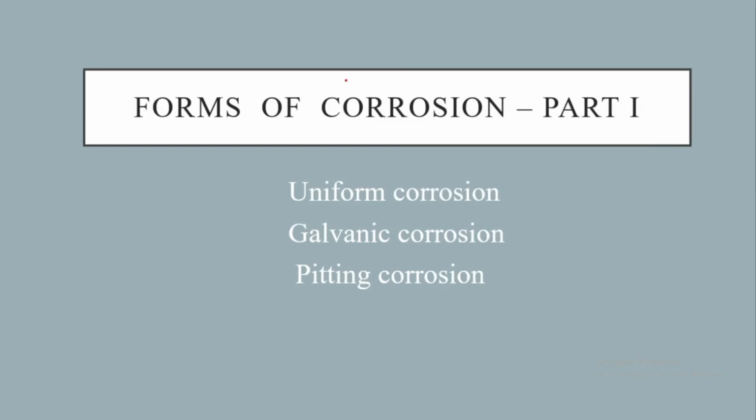In this video, we're going to talk about forms of corrosion. I'll first love to give credit to Prof. Andrews in the Department of Materials Engineering. So when we talk about forms of corrosion, it can be in two ways, which are the localized and the uniform. For the purpose of this video, we are going to concentrate on uniform corrosion, galvanic corrosion, and pitting corrosion.